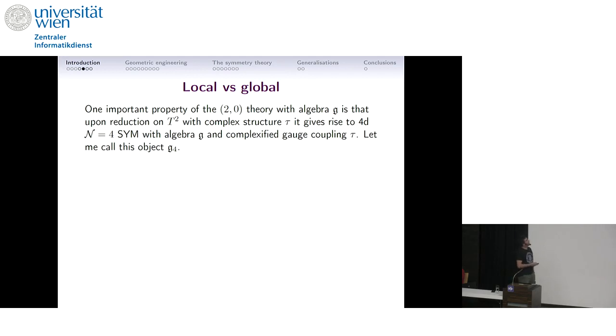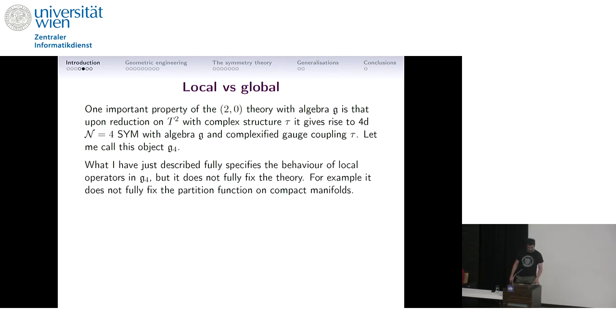One important property of the (2,0) theories with algebra G is that you put them on a torus, and the torus has complex structure tau. It gives rise to a 4D N=4 super Yang-Mills with algebra G and complexified gauge coupling tau. So we'll call this thing I just constructed G4. And I'm not saying that this is an N=4 theory, because this would be slightly imprecise language. The information I have given you so far is enough to specify the behavior of local operators, but it does not fully fix the theory.